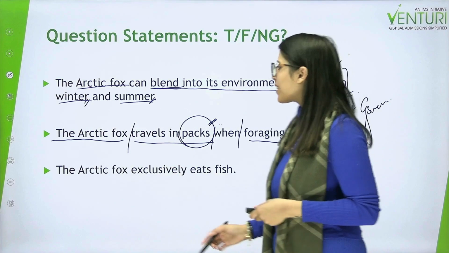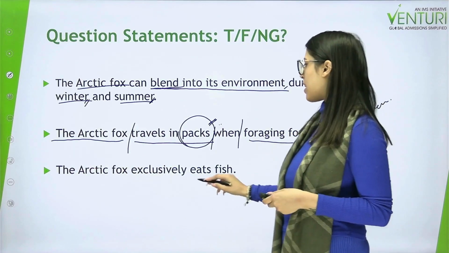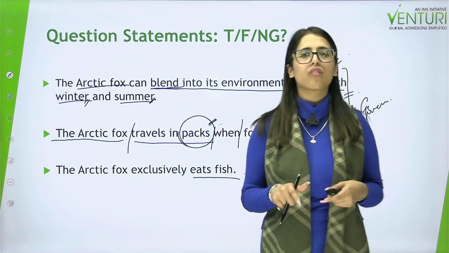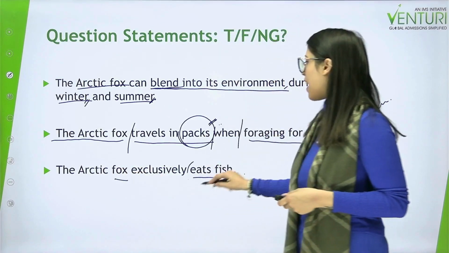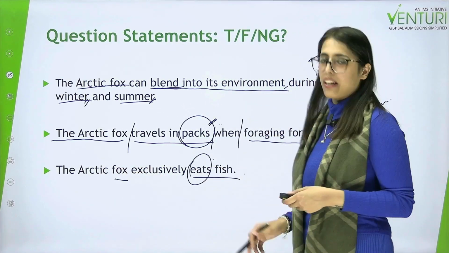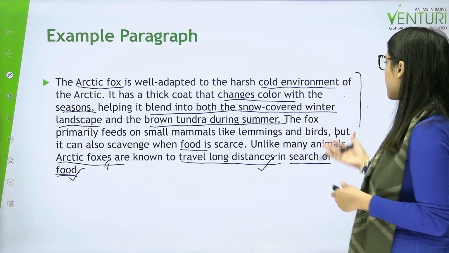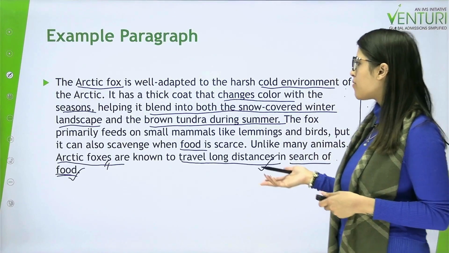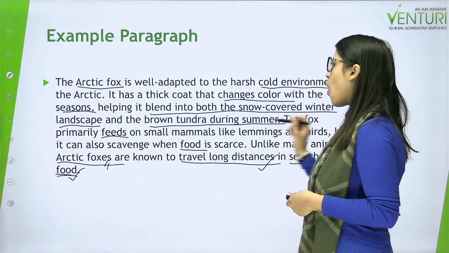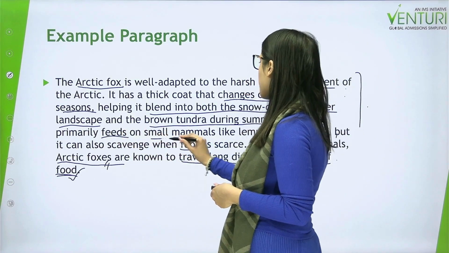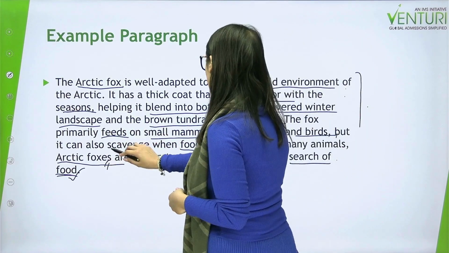Now let's come back to the third statement. So the Arctic fox exclusively eats fish. So they are talking about the eating habits of this particular creature. So here we will be looking for these things and we will be focusing on eating, right? So let's come back to the passage. Now here, where do we see that they are talking about the eating habits of the fox? So let's see here. So I can see feeds, right? So the fox primarily feeds on small mammals like lemmings and birds, but it can also scavenge when food is scarce.